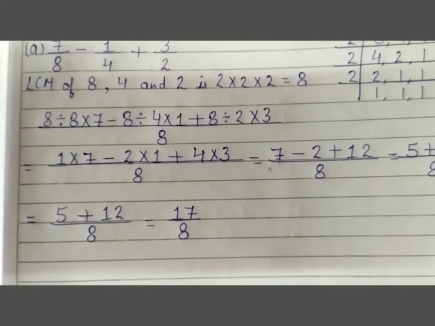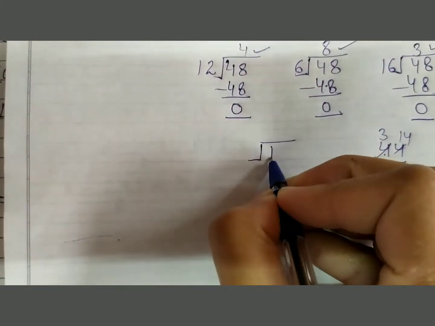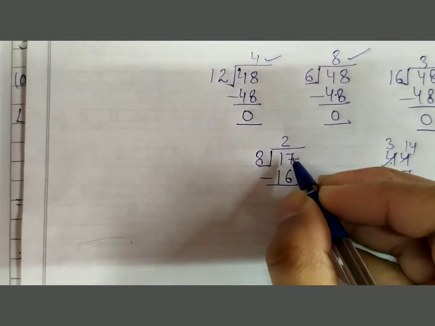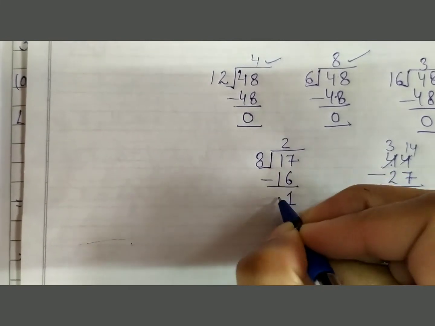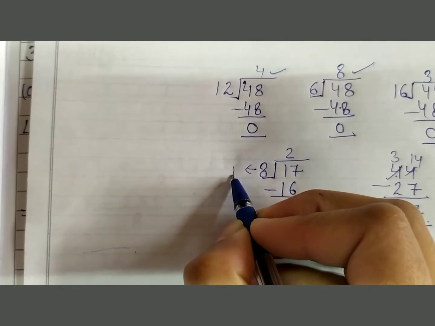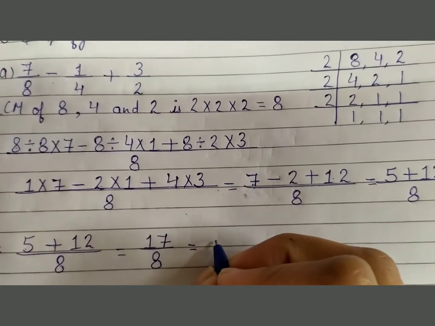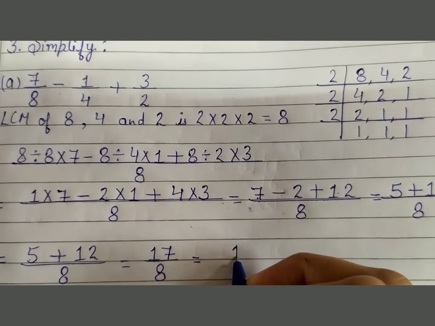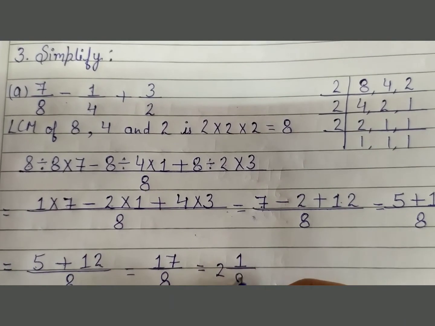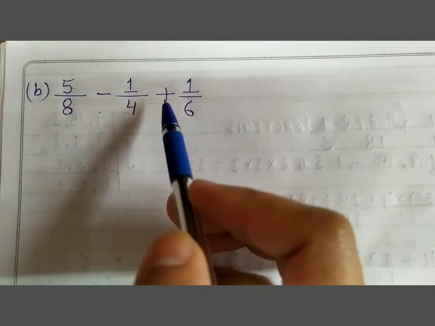Children, change into mixed number. 17 divided by 8. 8 2s are 16. 7 minus 6 is 1. 1 minus 1 is equal to 0. Your remainder is 1. Divisor is 8 and quotient is 2. Your answer is 2 1 upon 8. Next question, 5 upon 8 minus 1 upon 4 plus 1 upon 6.